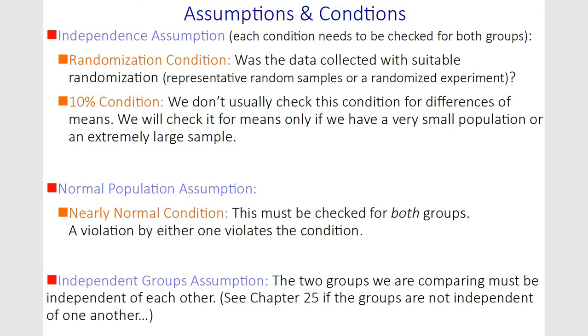Of course, we can't use any of that unless our assumptions and conditions hold true. So make sure you check your assumptions. We have our independence assumption, so we check the randomization and 10% condition. We know what these are. We only check the 10% condition if we have a very small population or an extremely large sample, like the extremes. The normal population assumption, the nearly normal condition, must be checked for both groups.